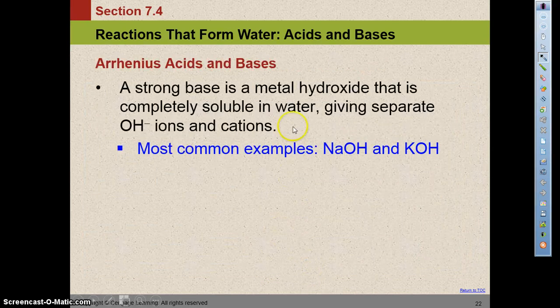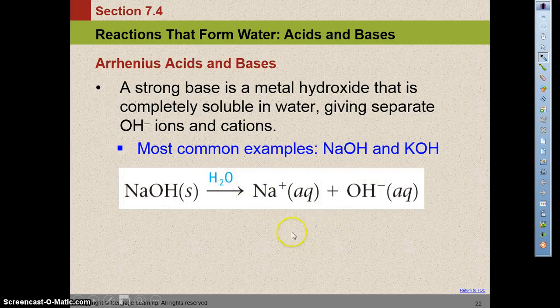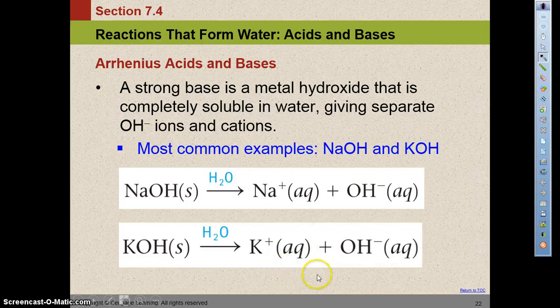A strong base is a metal hydroxide that is completely soluble in water, giving separate hydroxide ions and cations. The most notable examples of this are going to be sodium hydroxide. When you put it in water, it's going to break up into Na plus and OH minus, and potassium hydroxide does the same thing. Notice, just like the acids, they will break up into their ions.